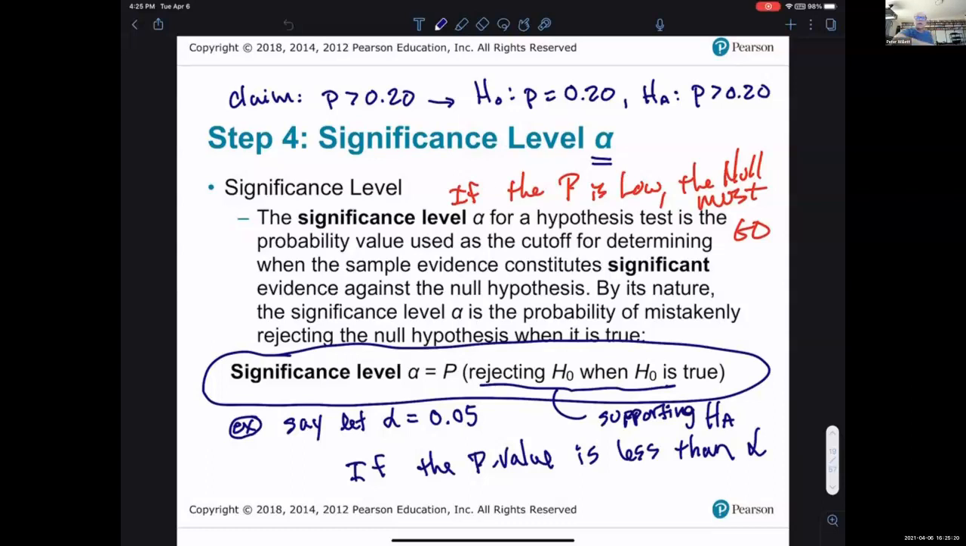We were looking at the idea of a significance level for a hypothesis test. And the rule of thumb, or the phrase to keep in mind, is that if the p is low, the null must go. Meaning that if the p-value is less than the significance level alpha, then you reject the null hypothesis, and instead you have evidence in support of the alternate hypothesis. So we need to see this in action and try to look at what they mean by this.